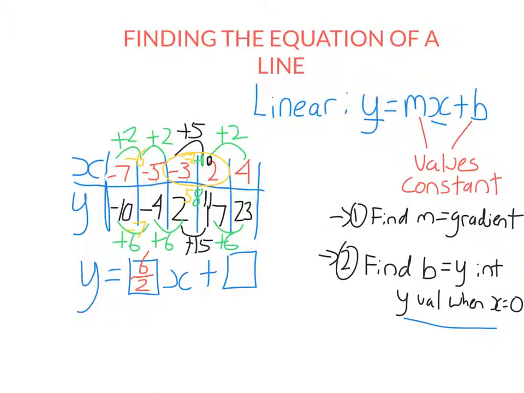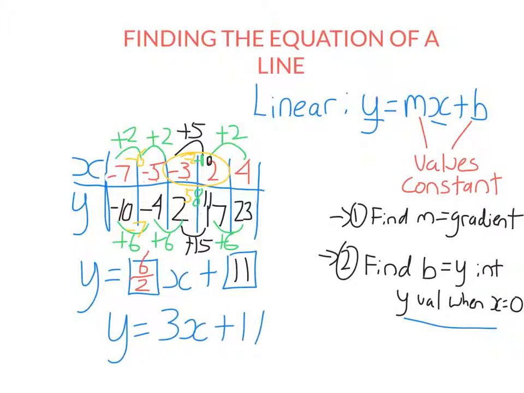So we just follow the patterns. So because each time x goes up by 1, y goes up by 3, we figured out that when x is 0, y would have to be 11. So that number goes in the second box. So that is our equation. Y equals 3x plus 11.